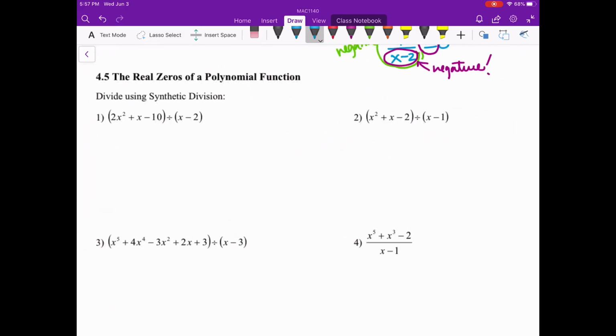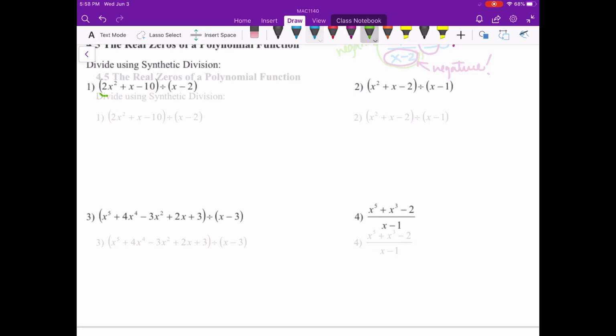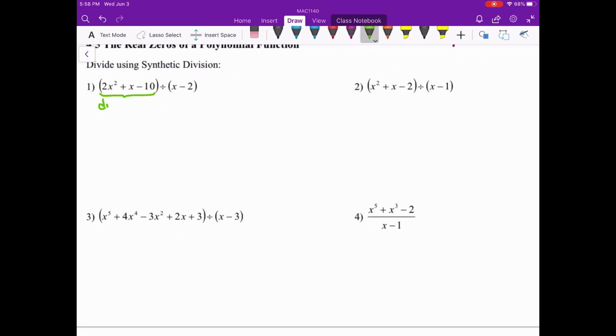Section 4.5 is just to practice synthetic division. This is the dividend, this is the divisor, and the divisor has to be always in the form x minus r. In other words, the only allowed coefficient here is 1. As soon as you have a 2, or any number different than 1, you have to get rid of it by dividing by that number. But these ones are already in the form x minus r.